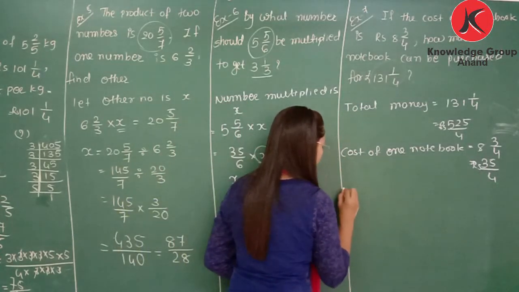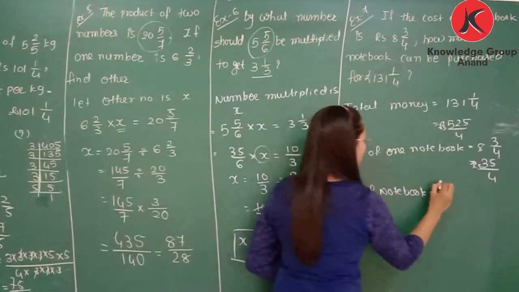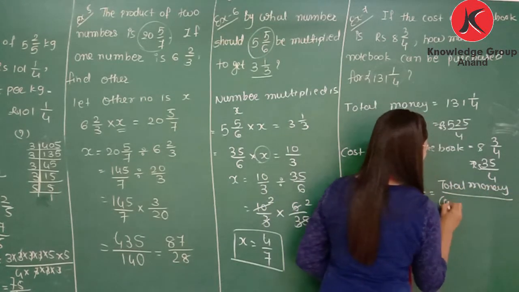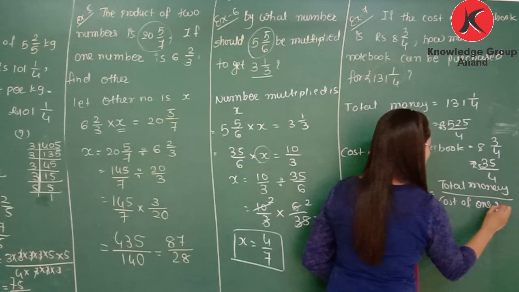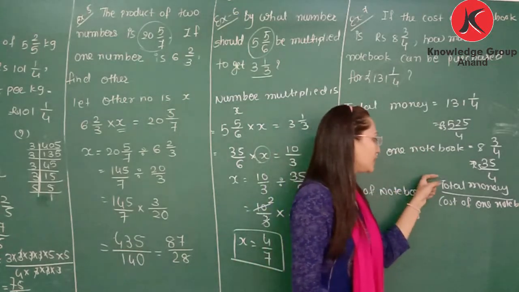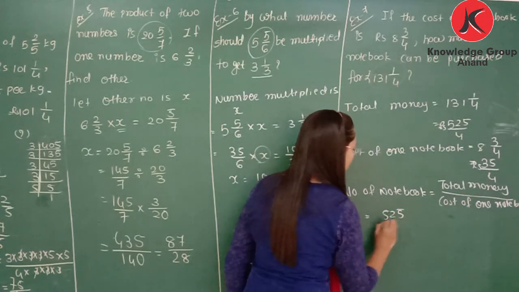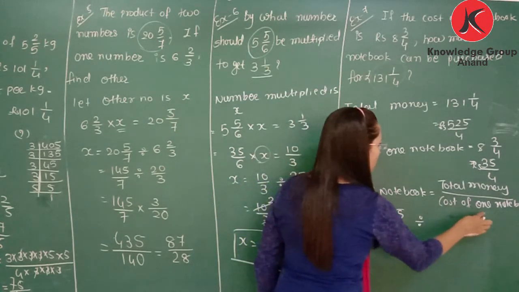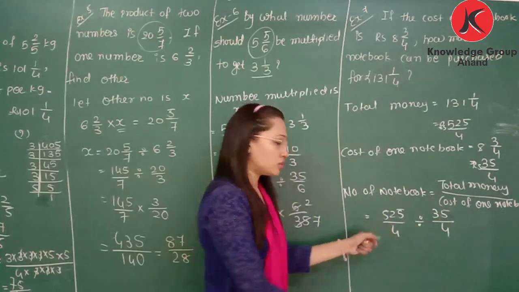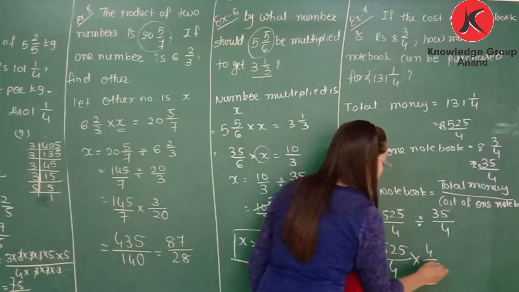So the number of notebooks is the total money divided by the cost of one. How many notebooks can we buy? That can be found by the total money divided by the cost of one notebook. So here total money is 525 by 4 divided by the cost of one notebook, that is 35 by 4. Now convert this into the reciprocal, the inverse of 35 by 4, that is 4 by 35.